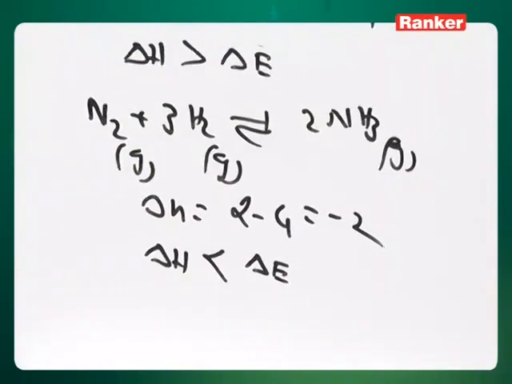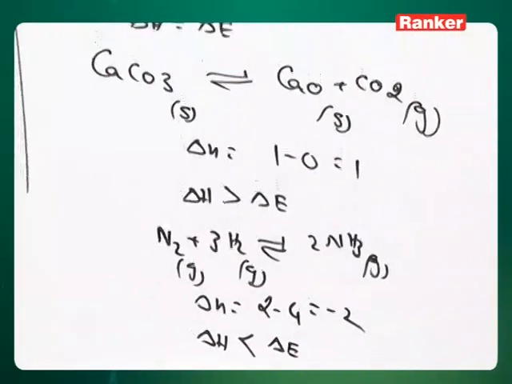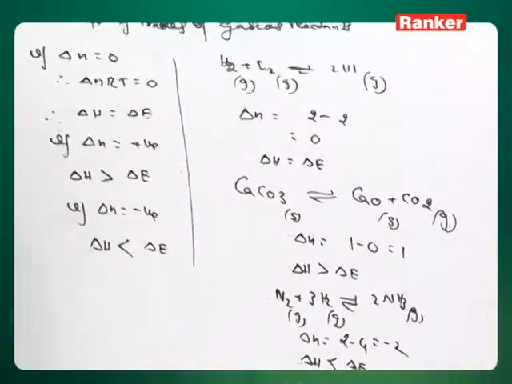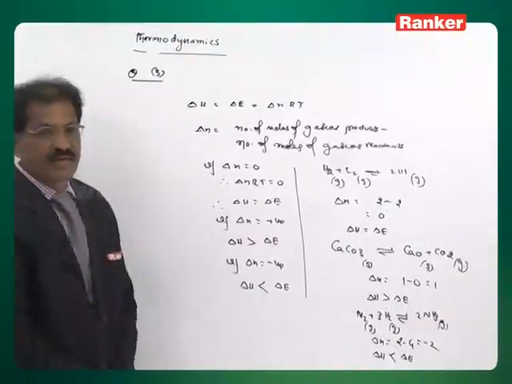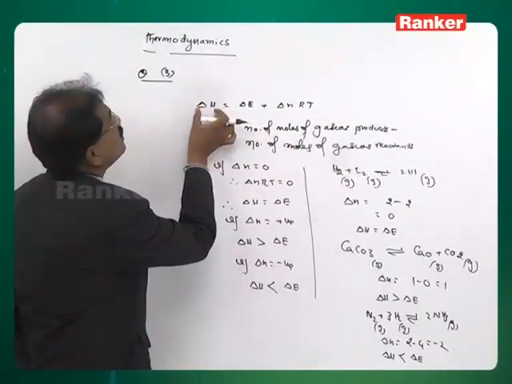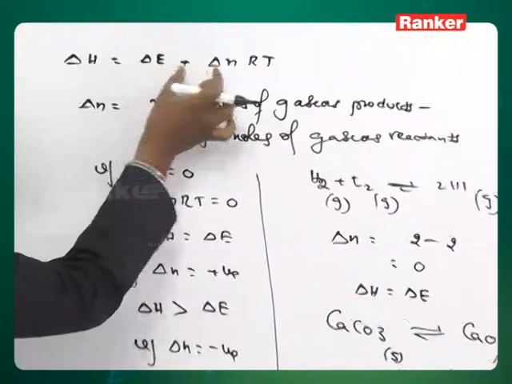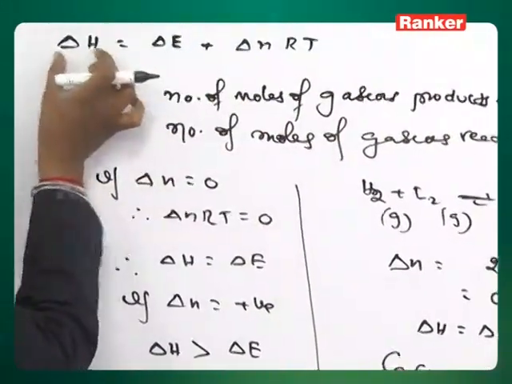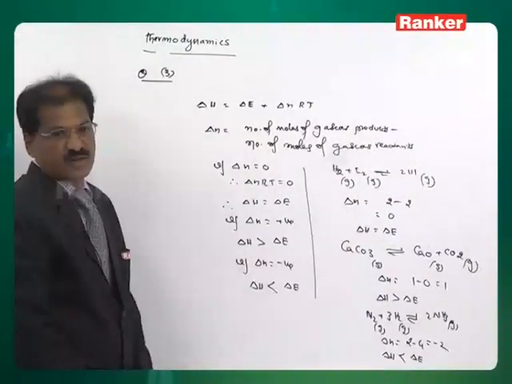This is the relation between enthalpy change and internal energy change. Based on these results, now we can select the correct option given in the question. Del H is always greater than del E. See, since the magnitude of the relation between del H and del E is decided by the del N value, therefore we can't say del H is always greater than del E. Therefore, first option is wrong.